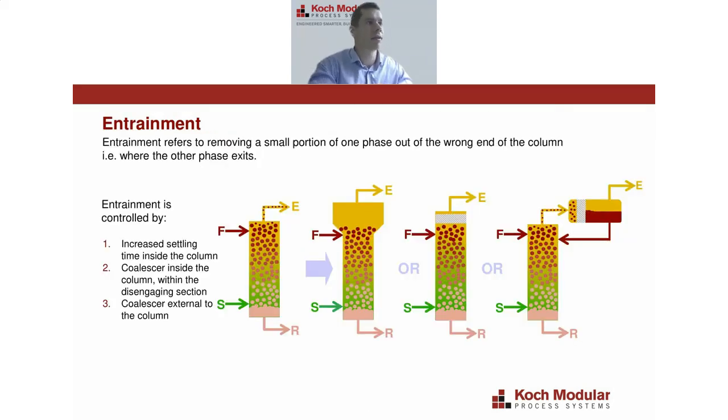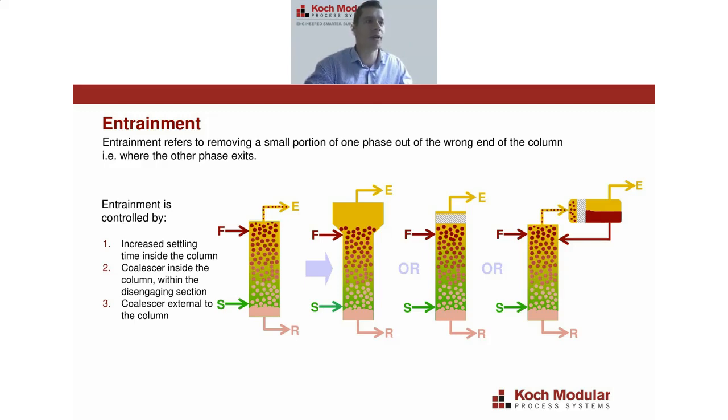Entrainment is something else that can occur within an extraction column. This is something we often see when running a pilot test. It's essentially where you have droplets going out the wrong end of the column. You can see in the first picture here, the feed is dispersed. It's going out the bottom as raffinate, but you have some entrained droplets leaving with the extract at the top of the column. And there are a few ways to combat entrainment in an extraction column as well.